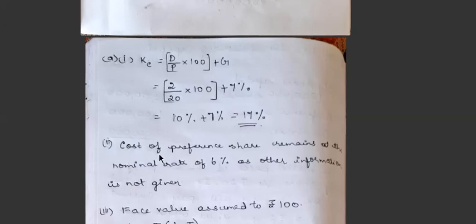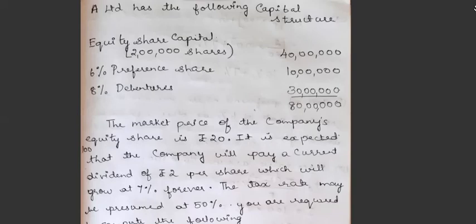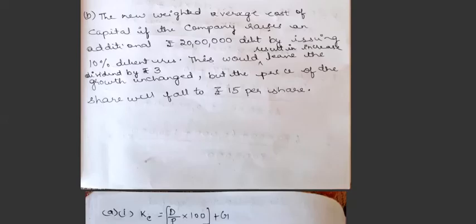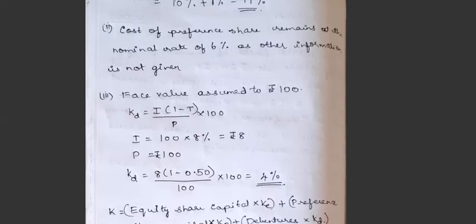Now the cost of preference shares, KP. KP is 6%. No other information is given about the preference shares, so it will be the same, 6%. KD we have to calculate. The face value is assumed to be 100. If you assume 100, you will get 6% itself. Interest will be 100 into 8%, that is 8, then with 50% tax you get the answer 4%.